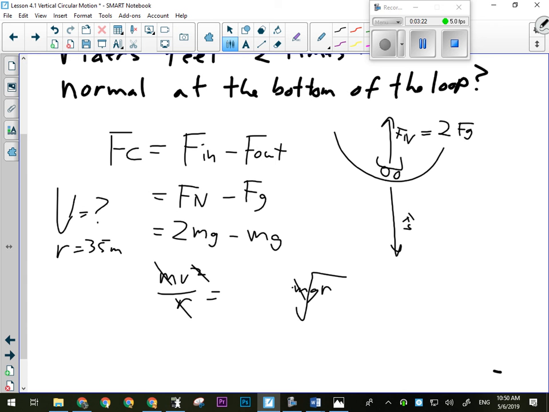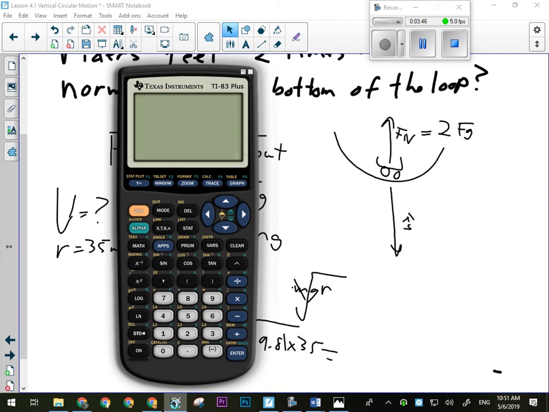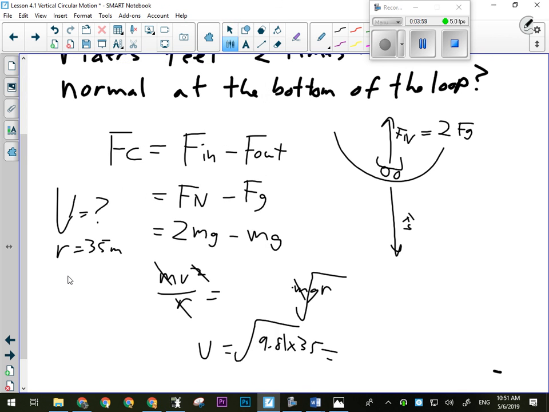Because the question told me I felt 2 times heavier than normal. I normally feel 1 mg, right? That would be the normal force under normal conditions. Since it said 2 times that, I just went 2mg. Follow me on that? All right, so now I just solve for v. That's going to be the square root of 9.81 times 35. We're looking at 18.5. Actually, I think we only have 2 significant figures here, so it'll be 19 meters per second.